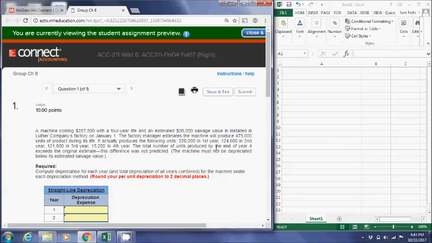It's installed in Luther Company's factory on January 1st. The factory manager estimates the machine will produce 475,000 units of product during its life. Actually produces the following units, and you can see them there. I'm not going to read them all out. We'll see that in a minute. The total number of units produced by the end of year 4 exceeds the original estimate. The difference is not predicted. The machine must not be depreciated below its estimated salvage value, and that is true no matter the method that you are using. You never depreciate below your estimated salvage value.